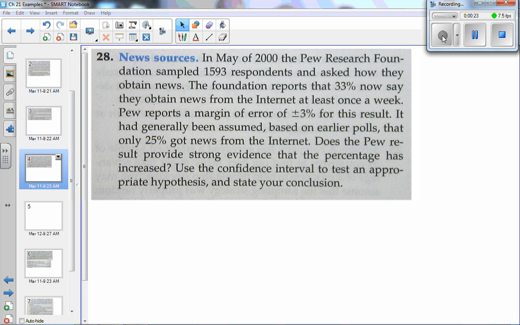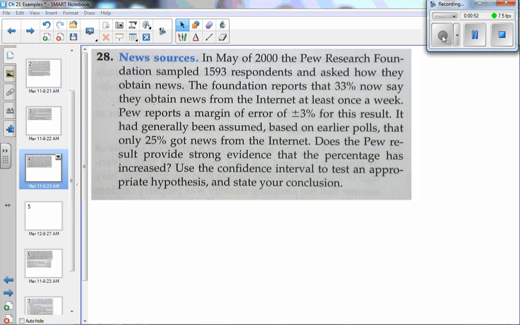The foundation reports that 33% now say they obtain news from the internet at least once a week. Pew reports a margin of error of plus or minus 3% for this result. It had generally been assumed, based on earlier polls, that only 25% got news from the internet. Does the Pew result provide strong evidence that the percentage has increased? Use the confidence interval to test an appropriate hypotheses and state your conclusion.